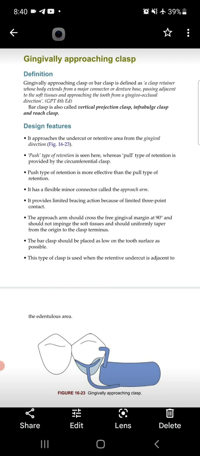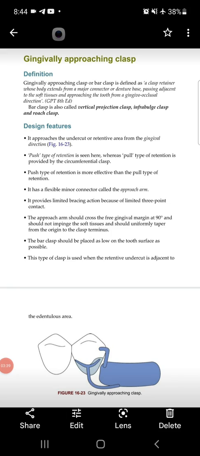Bar clasp is also called a vertical projection clasp because it projects vertically from low to high. Next, it is also known as an infra bulge clasp. Infra bulge means below the height of contour, because it is present below the height of contour. And also the Roach clasp, because it was discovered by Roach. This is the definition of the gingivally approaching clasp.